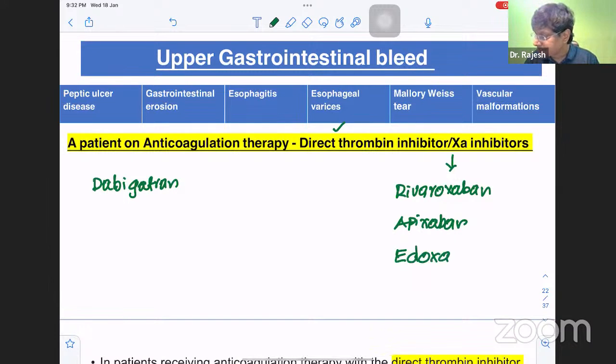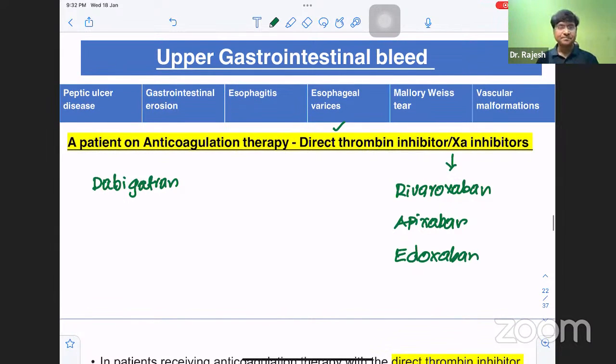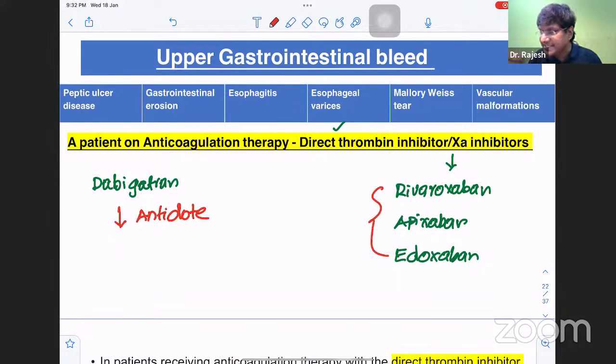Now, what will you do now? Okay, patient with upper gastrointestinal bleed, patient is receiving anticoagulation therapy, but not warfarin. Patient is taking dabigatran, or the patient is taking a factor 10A inhibitor. Then, how will you restore the normal anticoagulation? So, you should know what is the antidote for dabigatran. What is the antidote for these three drugs? Yes. Now tell me, this is another important multiple choice question. What is the antidote for dabigatran?